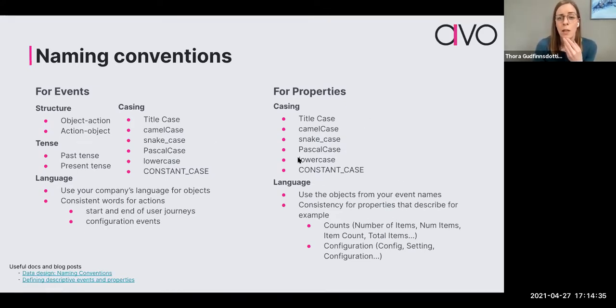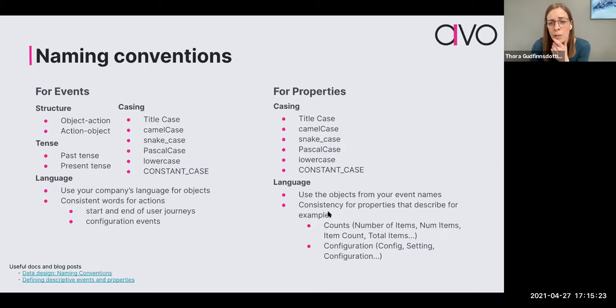Then for properties, it's just the same. The reason why it's good to have a naming convention for properties is so you're not creating duplicate events, or it's going to be hard for you to look for certain properties. So I recommend sticking to the same casing here, and also for the language, use the objects from your event name. So if you are using, for example, product a lot, don't use item in the properties. Try to use product when you're describing the same things.